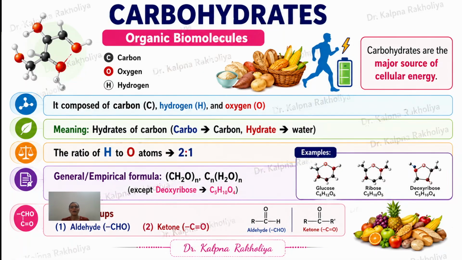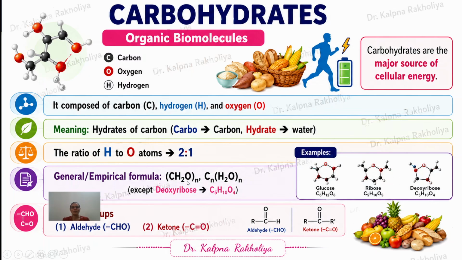So let's discuss the carbohydrate. It is a macromolecule, an organic biomolecule. It is composed of carbon, hydrogen and oxygen. Its meaning is hydrates of carbon. Carbo means carbon, hydrate means water. The ratio of hydrogen and oxygen is 2:1. This is the general empirical formula of the carbohydrate, CH₂O, except deoxyribose sugar, which does not follow this formula.